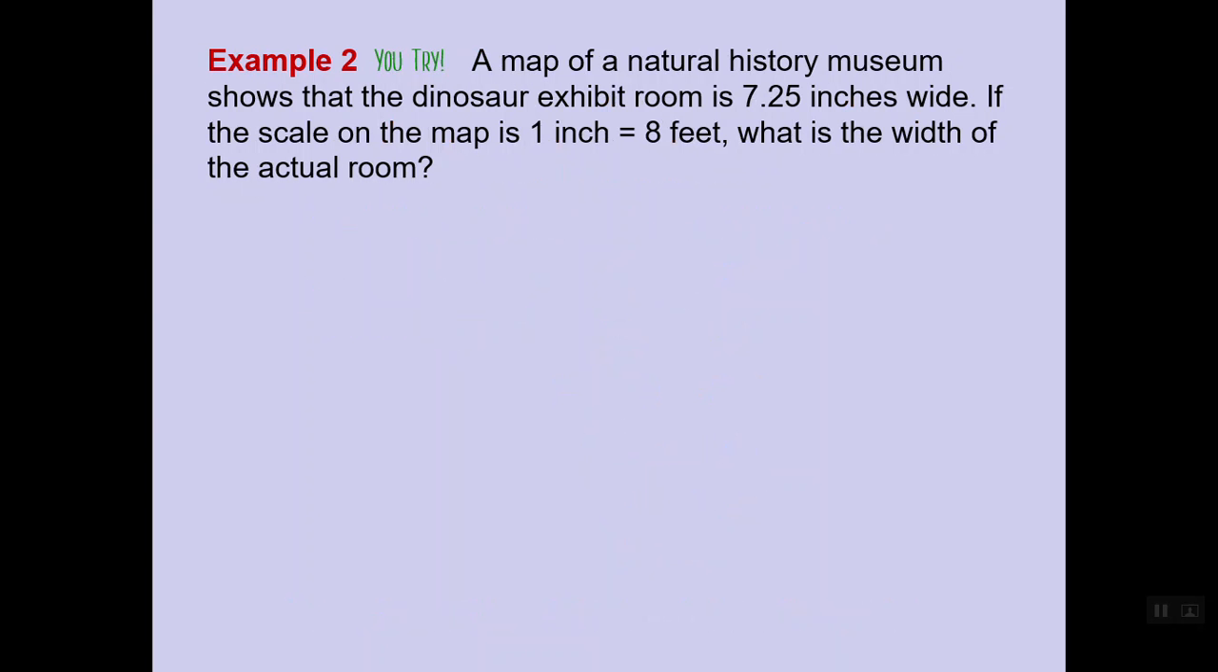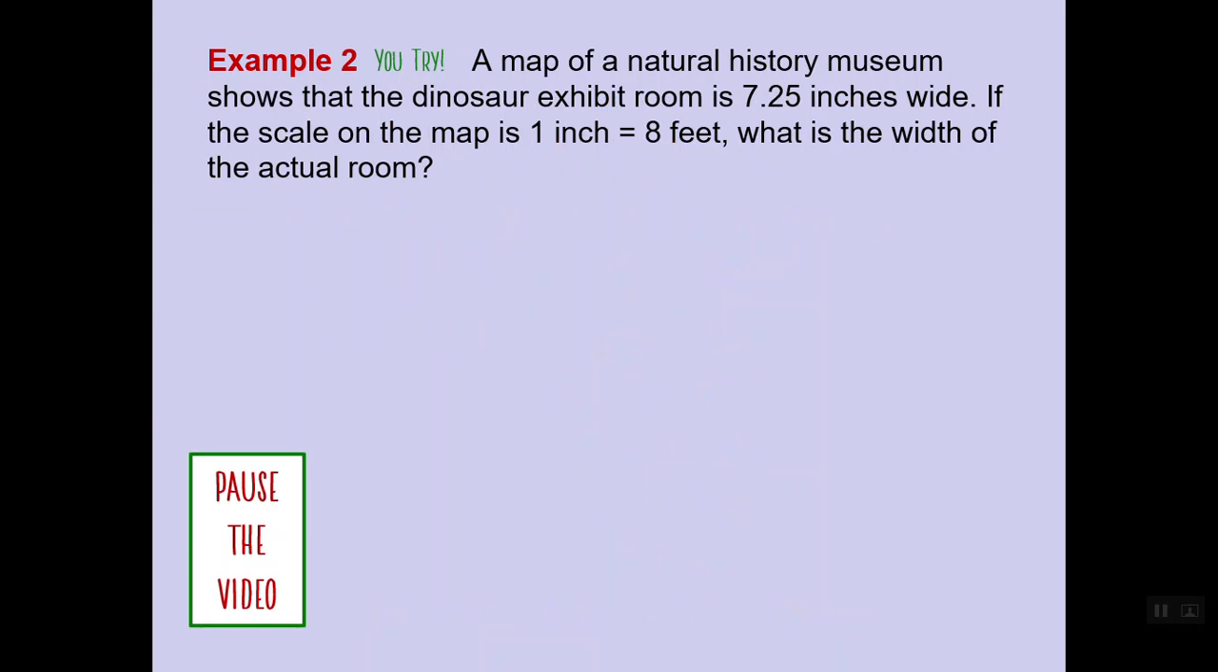All right, example 2, you're going to give this one a try. A map of a natural history museum shows that the dinosaur exhibit room is 7.25 inches wide. If the scale on the map is 1 inch to 8 feet, what is the width of the actual room? All right, I'd like you to pause the video and go ahead and give this one a try.